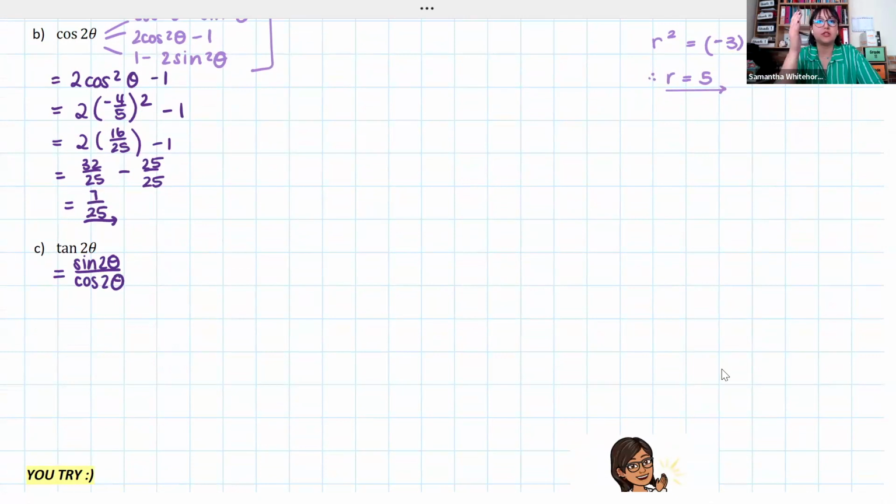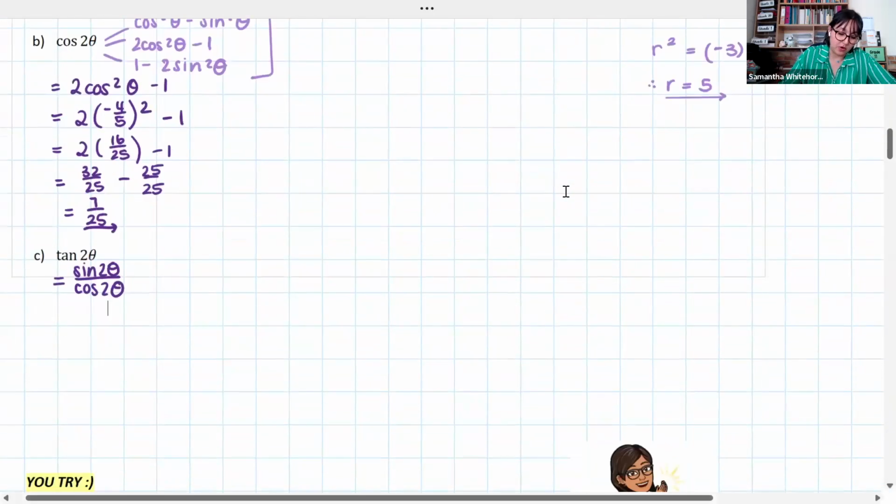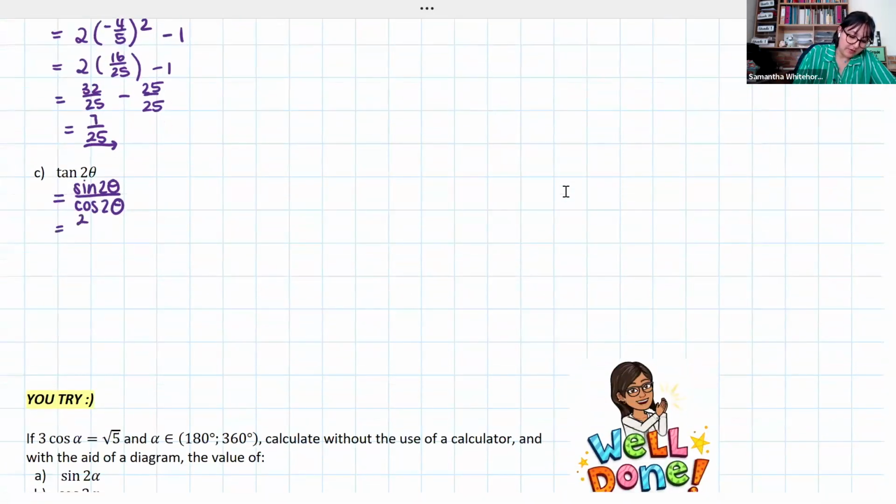Now again, we've just worked out what cos 2 theta and sine 2 theta are. In the first question, I worked out what sine 2 theta was, and that was 24/25. And we've just worked out that cos 2 theta is 7/25. Flip and times. Simplify, and you get 24/7 for tan 2 theta.